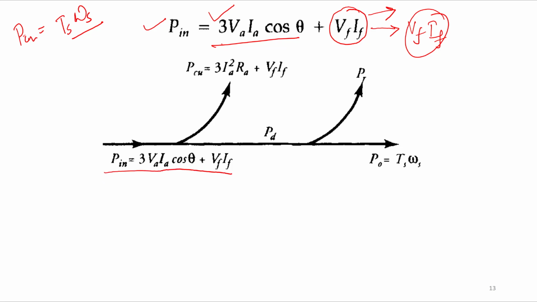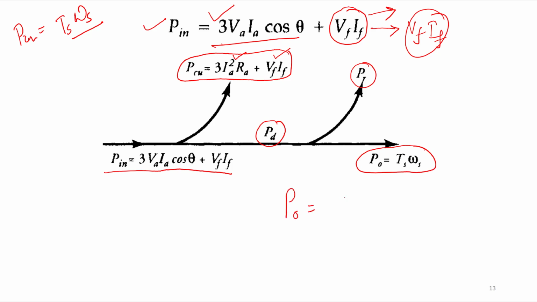So P_in is 3 V_A I_A cos theta plus V_F I_F, and from there if I reduce the copper loss, that is 3 I_A squared R_A plus V_F I_F. V_F I_F is the copper loss in the field winding, and 3 I_A squared R_A is the copper loss in the armature winding. If it is subtracted, I will find the developed power, P_D, right? And from P_D, if I subtract the rotational loss, I will find the output power, which is equal to T_S omega_S, that is P_O. So P_O is equal to P_D minus P_R, okay? And P_D is equal to P_in minus P copper loss, okay?